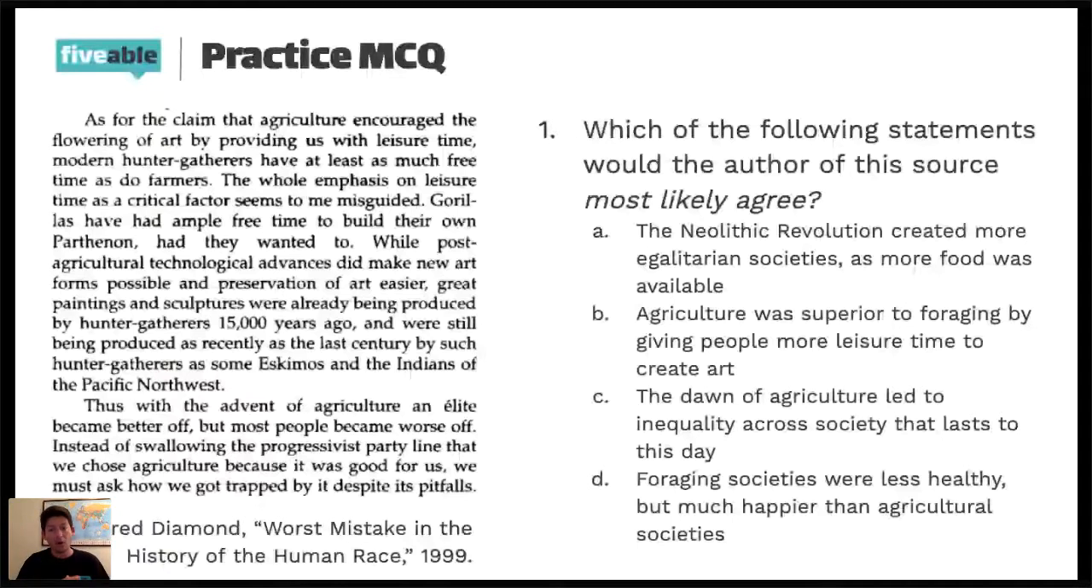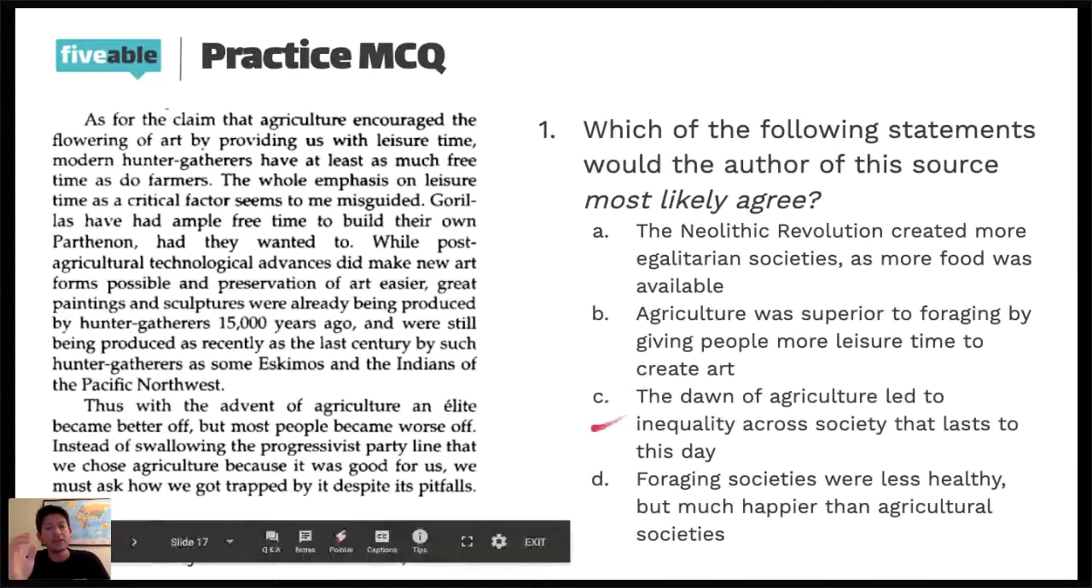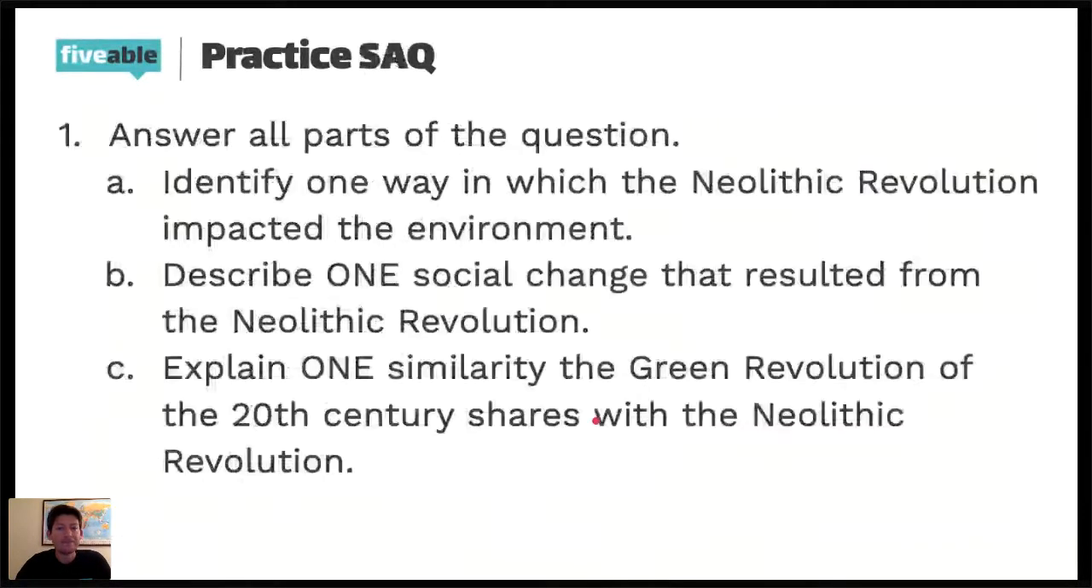Now, in a different part of the article, he actually does say that foragers were probably healthier than early agriculturalists because they had a more diverse diet, but we don't know that here. If we did know that, this would still be something he would disagree with, but we just can't choose it as the answer because we don't have enough information. So what that leads us to is the answer being C. So if you chose C, congratulations, you got this one correct.